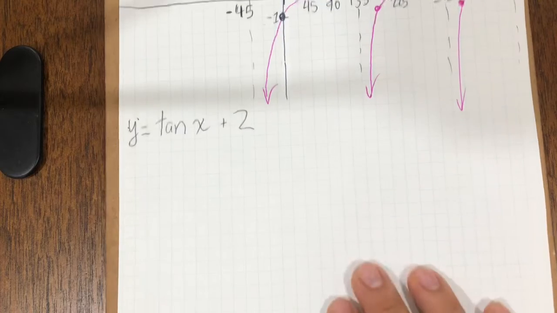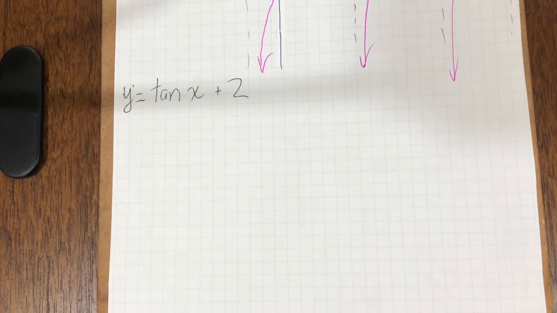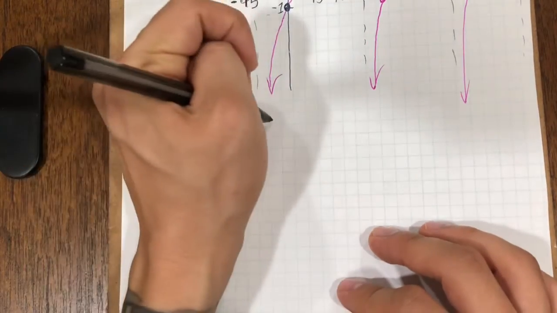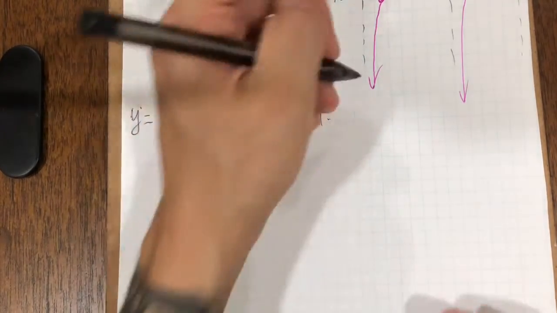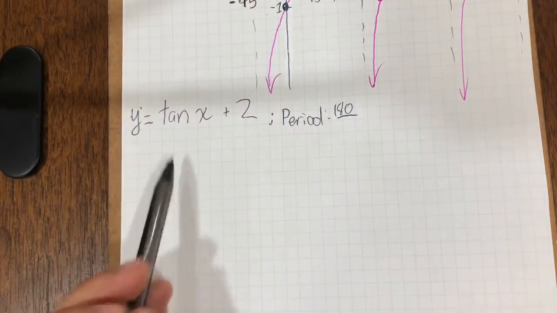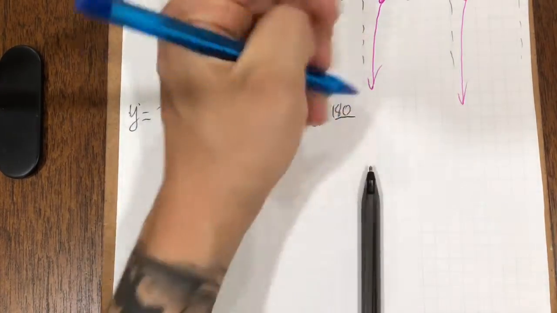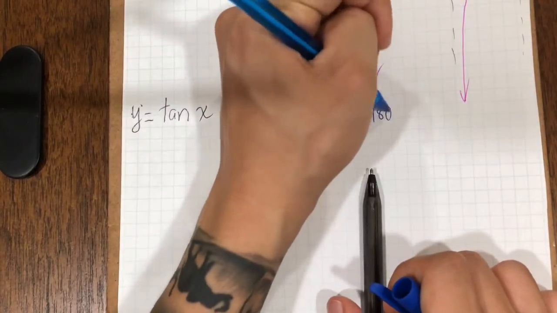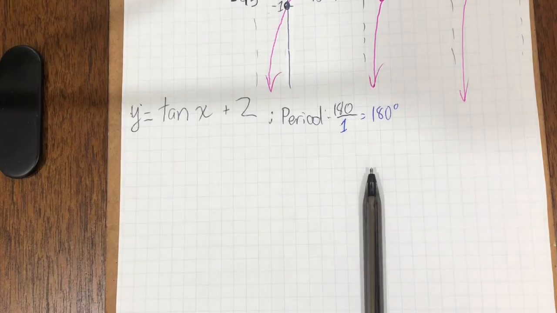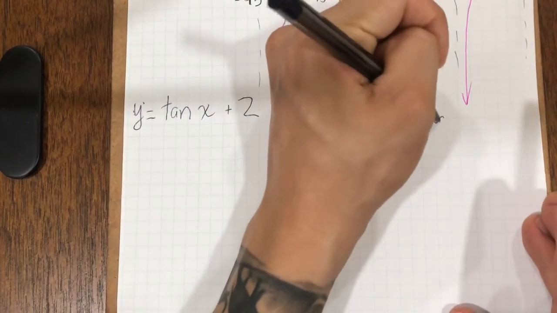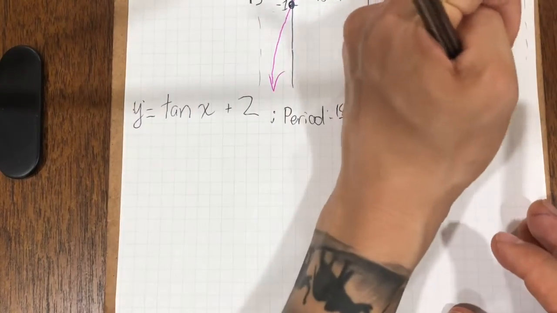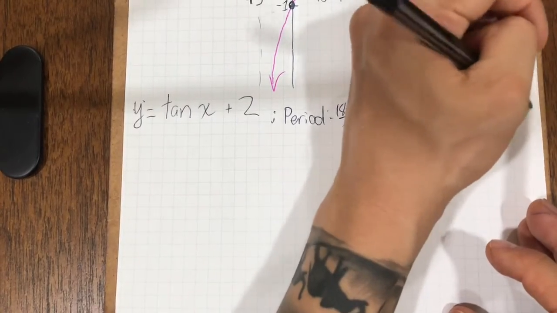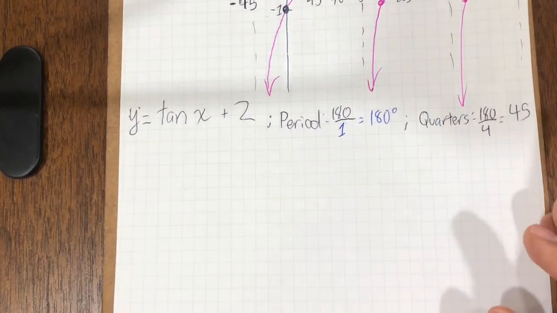All right. Now before we do that, I want to figure out what is the period and the quarters for this graph. So let's go ahead and figure out the period. I'm going to do it up here. So the period, you take 180 divided by the number for B, which in this case is 1, and I still get 180. All right, so for the quarters, if you take 180 and divide it by 4, you should end up with 45. So that means to get from one X value to the next, we go by 45.